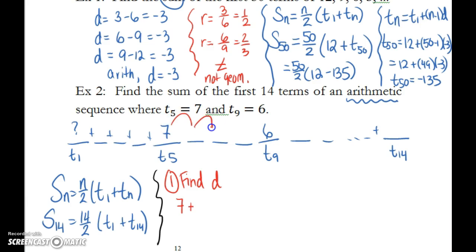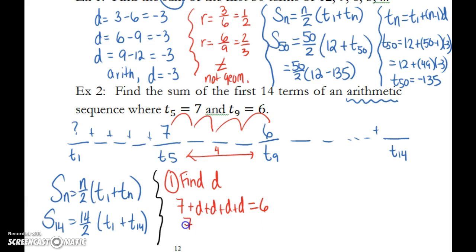1, 2, 3, 4, right? The difference between 5 and 9 is 4. So we're adding D 4 times. 1, 2, 3, 4 to get to 6.